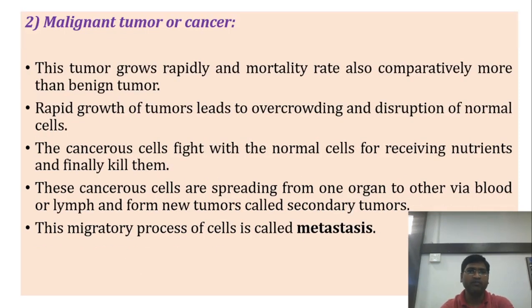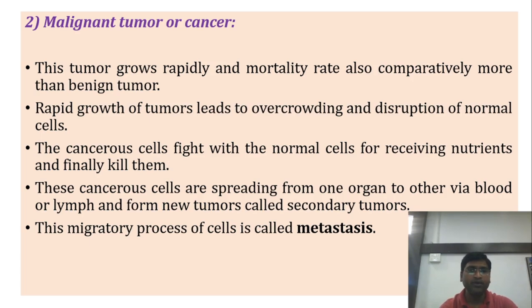The second is called the malignant tumor. Remember well, this malignant tumor is called cancer. This is harmful, and this is the diseased condition. This tumor grows rapidly, that means very fast growth occurs in a malignant tumor, and the mortality rate is also observed to be higher as compared to the benign tumor.